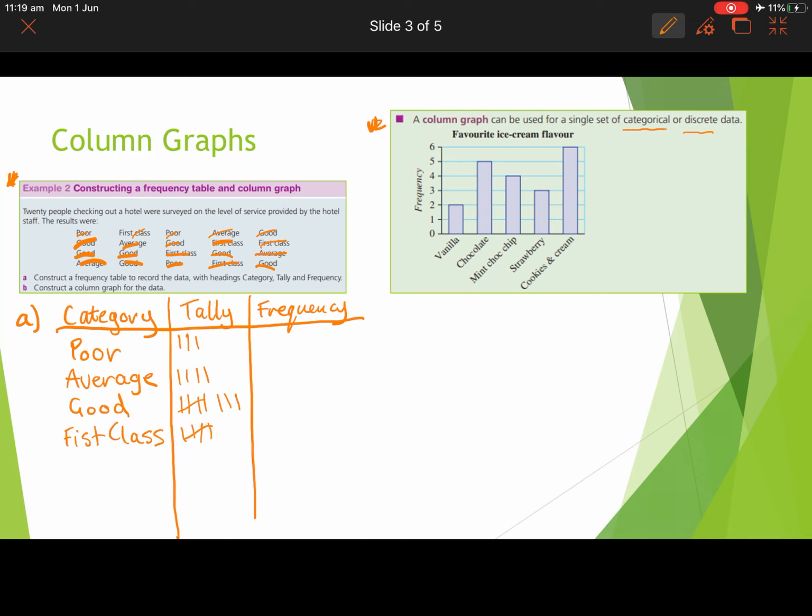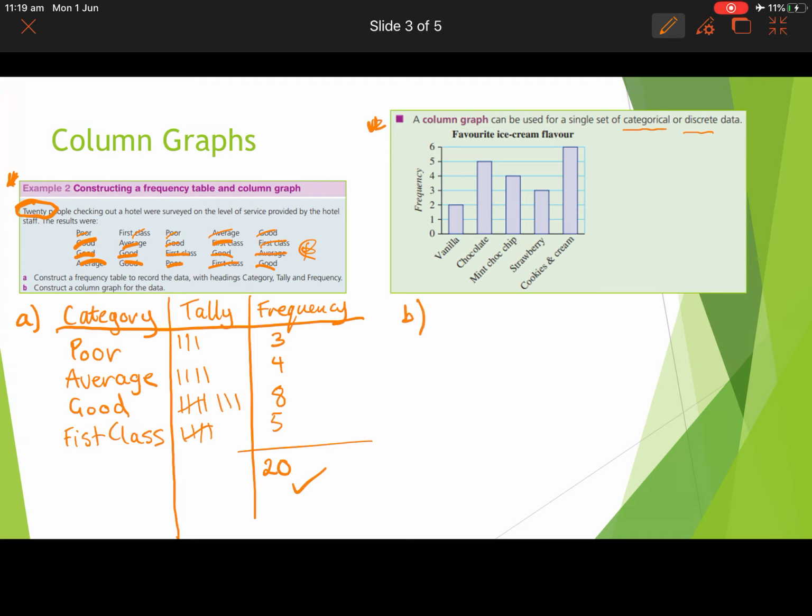Now we're going to do the frequency. So what is the actual number? So for this one, we've got 3 people that did poor, 4 average, 8 good, and first class is 5. Now, it's a good thing to check, making sure that we did cross off all the options, is that because 20 people were surveyed, we should get this adding up to 20. So let's just check. 3 plus 4 is 7, plus 8 is 15, plus 5 is 20. Good. So we did account for them all. So that's really good.